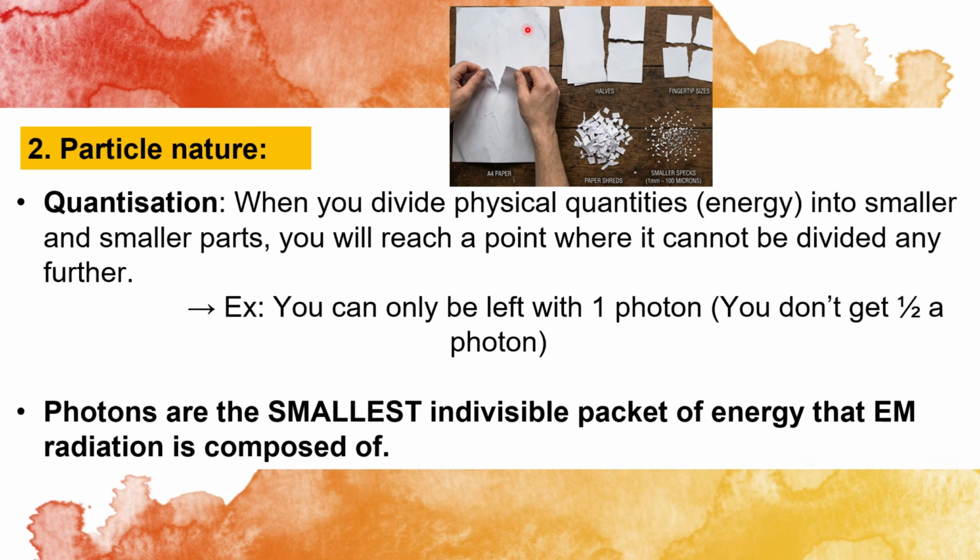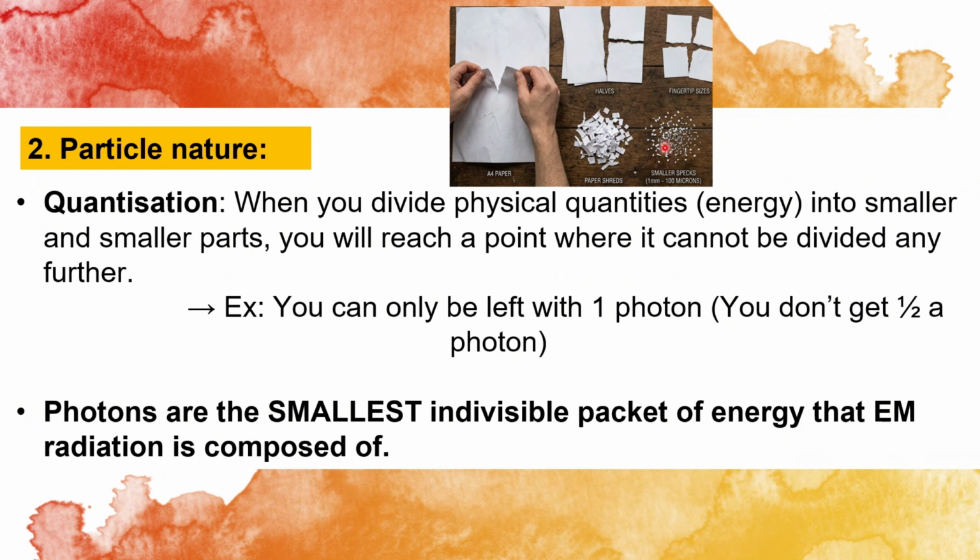So here you can see we have our A4 paper. We're going to start tearing this paper, meaning dividing this paper. So we're going to basically quantize this paper. So we tear the paper, making it smaller, then we end up with halves, then we tear it even smaller, and smaller and smaller, until you reach a point where the paper is now indivisible. I cannot divide these pieces of paper even further. And that is then what we call photons.